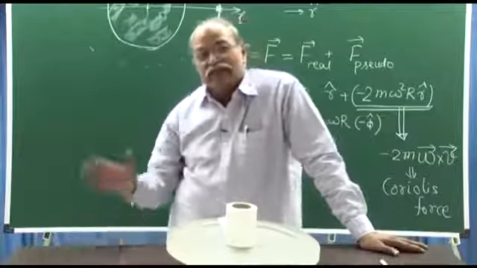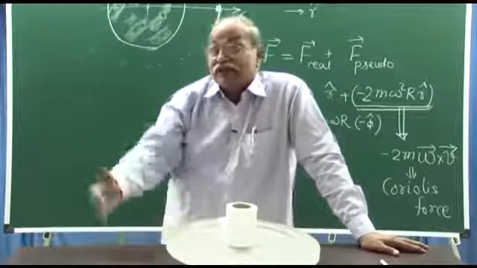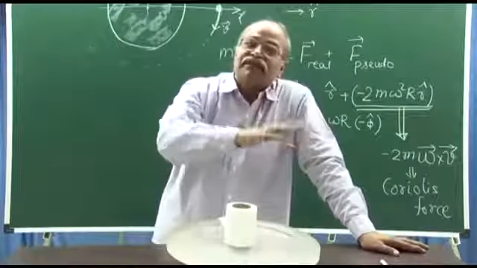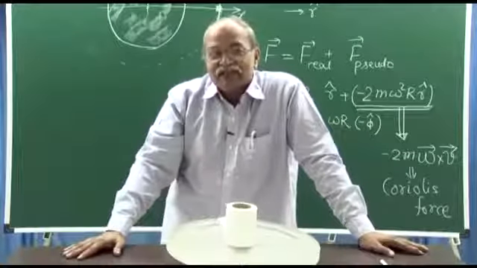If you project something with a big speed where the range is large, then that lateral deflection can be visible. So all those things are effects of Coriolis force.